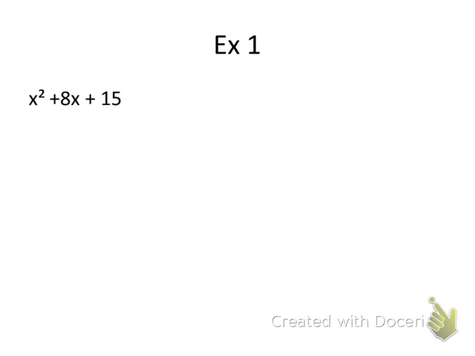So notice that we have a trinomial. The first term is x squared, followed by an x term, followed by just a regular number, a constant. That's a good indicator that you are going to factor using the MA method, is what we call this. So what is the m number? The third number, which is 15. What's the a number? The middle number, which in this case is 8.